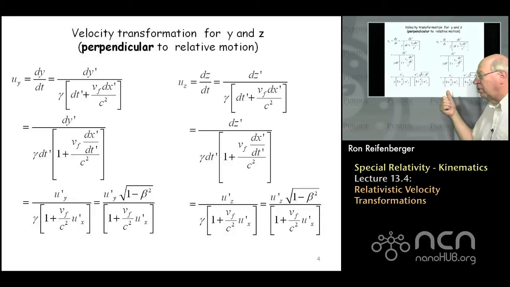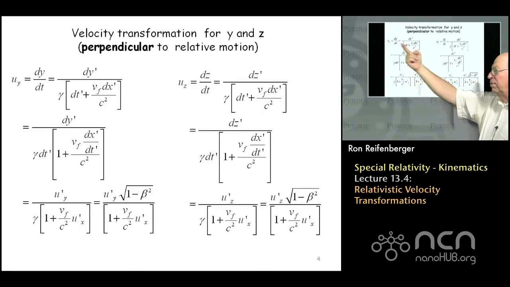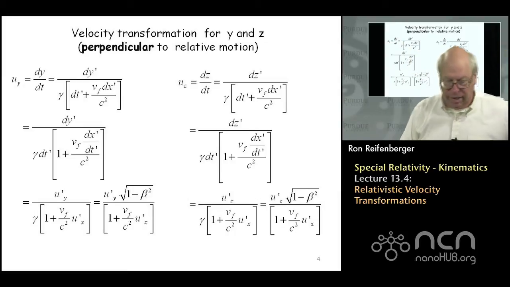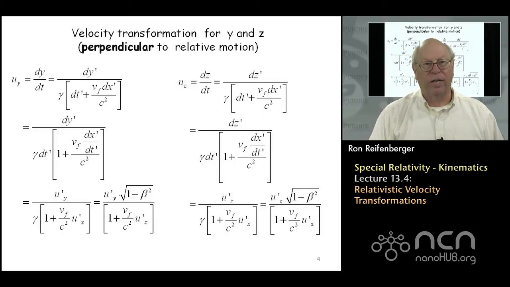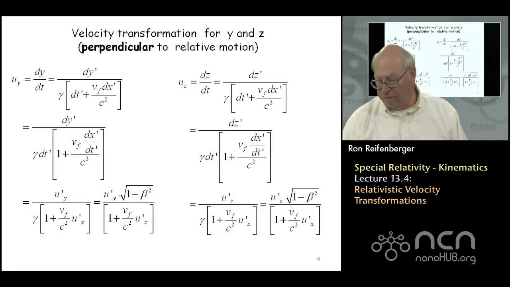The velocity transformation for the z component is also worked out here, and you get an expression that's very similar to that for the y component. All you're doing is replacing u sub z prime for u sub y prime in the numerator, and u sub z for u sub y, and you've got very complementary expressions. So that's how velocities transform back and forth between the two reference frames.